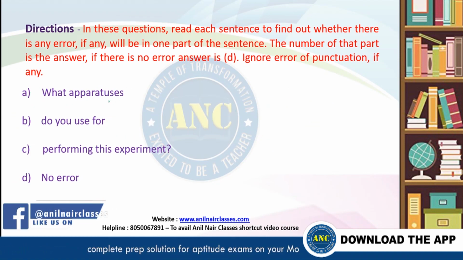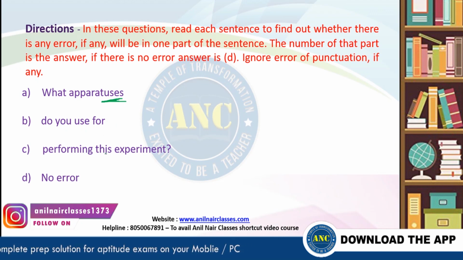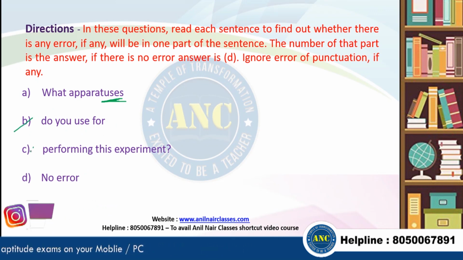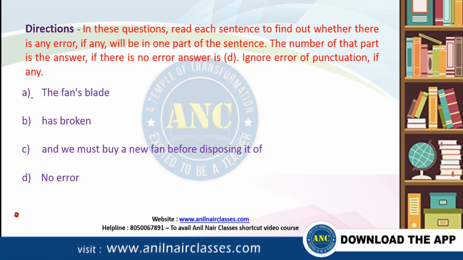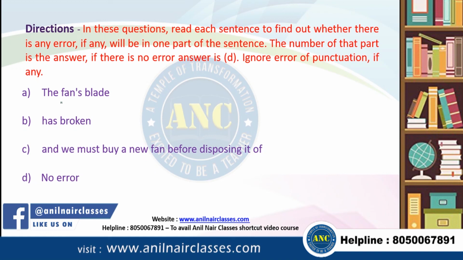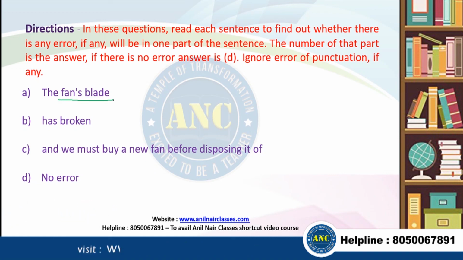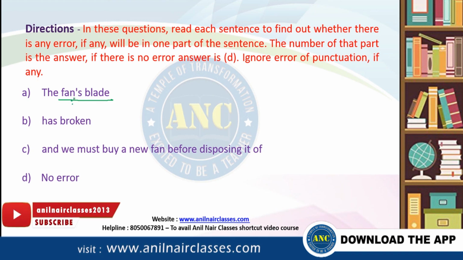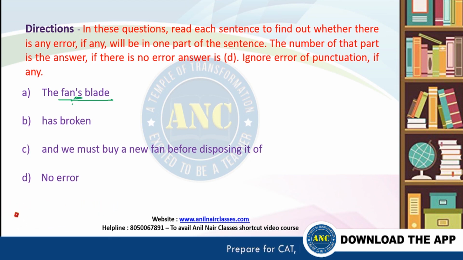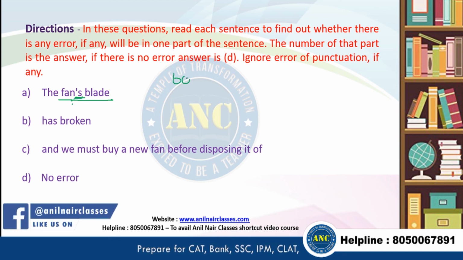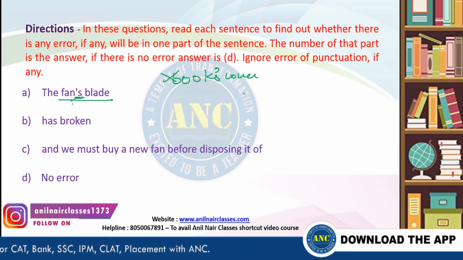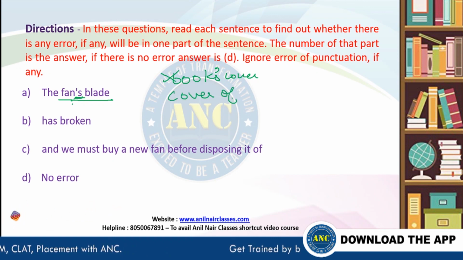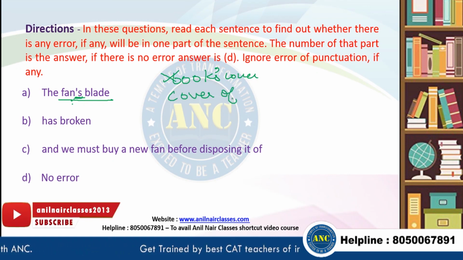What apparatuses? We have just now discussed this whole point. Do you use for performing this experiment? We can get rid of B, C and D. And you know this, we have just done in the previous slide, the word apparatus has come. The fan's blade. Now, apostrophe, fan's blade. Is the fan living or a non-living thing? Yes, it's a non-living thing, right? So we don't put apostrophe plus S with non-living things. See, if I say book's cover, this is wrong. It should be what? Cover of the book, right?